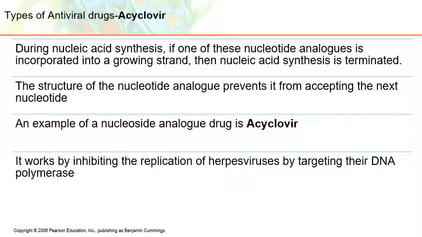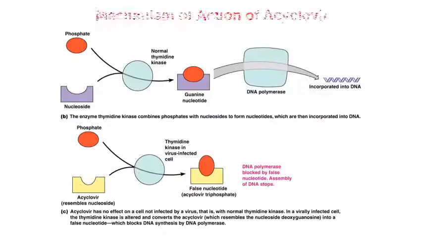And this drug, acyclovir, acts by inhibiting the replication of herpes virus by targeting the DNA polymerase. It is one of the examples. There are so many other ones that work with this mechanism of action and a specific viral target. This is the mechanism of action of the drug. You can see how this process goes on.